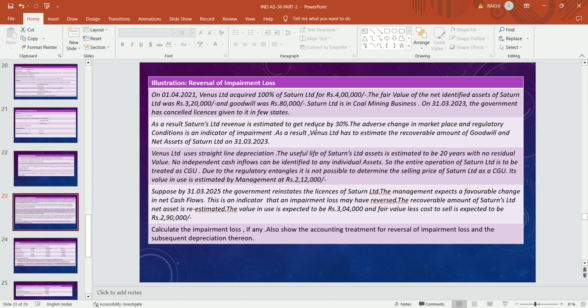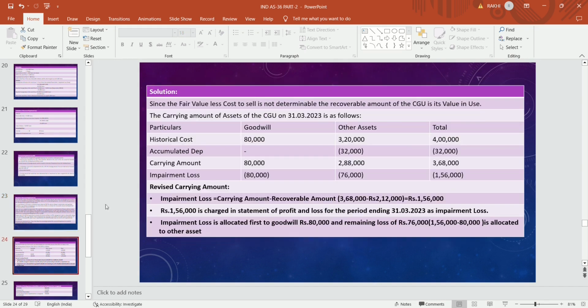to be 2,90,000. Now calculate the impairment loss, if any, and also show the accounting treatment for the reversal of impairment loss and the subsequent depreciation thereof. Now, this is the illustration and the solution is, since the fair value less cost to sell is not determinable, the recoverable amount of CGU is its value in use. If fair value less cost to sell is not able to be found, then value in use is taken into consideration as the recoverable amount.